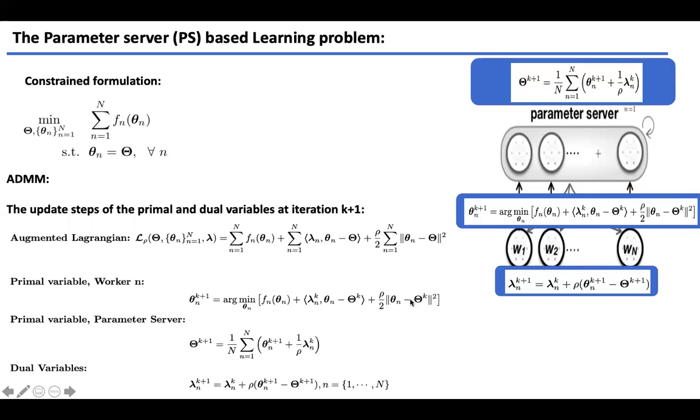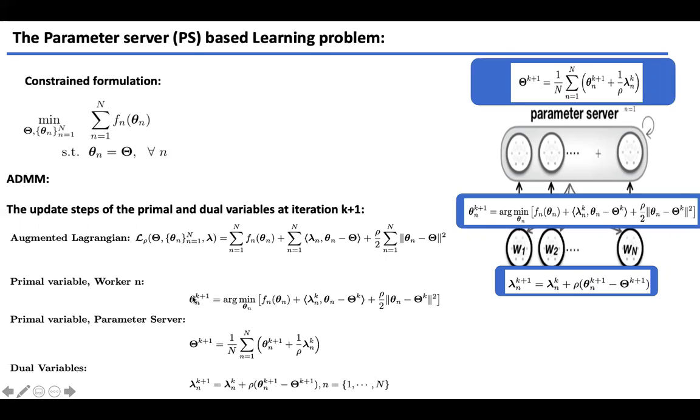Therefore, every worker needs, at iteration k plus 1, to receive the kth iteration of the global model in order to update its local problem. Therefore, all of the workers can still update their local variables in parallel. It's still alternating, but it's alternating between updating the local variables of all workers in parallel and the global variable.